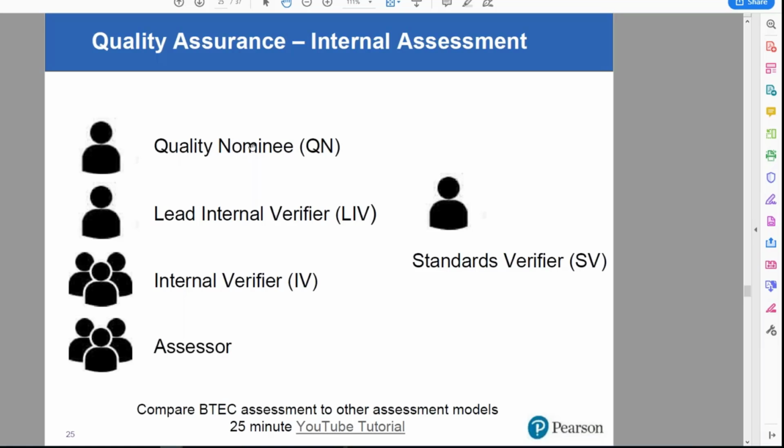How do you manage with the internal verifier? So what we say in a situation like that, if you're as small a team as one, then you can have a colleague, maybe from business or science, any other colleague that has any experience of doing BTEC assessment, can perform the role of internal verifier.